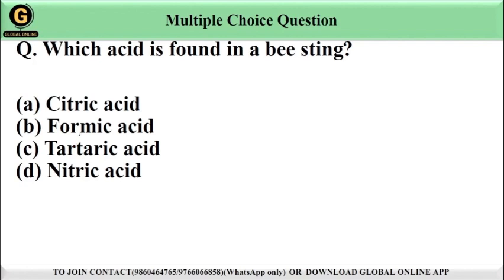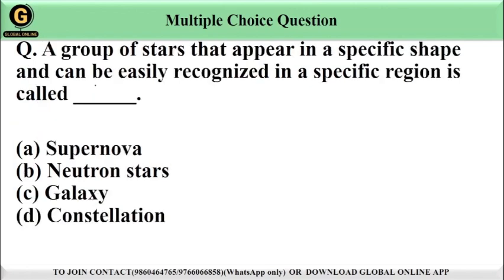Formic acid is also found in the venom of ants and other insects. It is not the same as citric acid or tartaric acid or nitric acid, which are found in other substances. So the correct answer among the options is option B, formic acid. Let's move on to the next question.